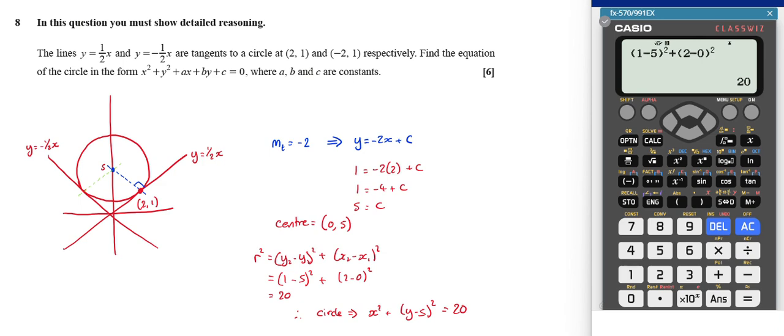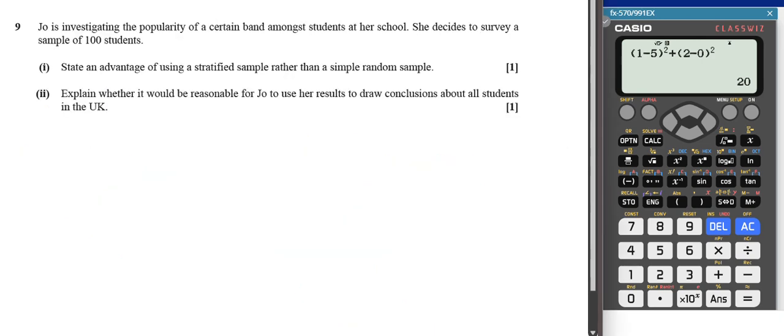Right, I think that's the end of the pure questions. Let's move on to the stats questions. So, question 9. Jo is investigating the popularity of a certain band amongst students at her school. She decides to survey a sample of 100 students. State an advantage of using a stratified sample rather than a simple random sample.